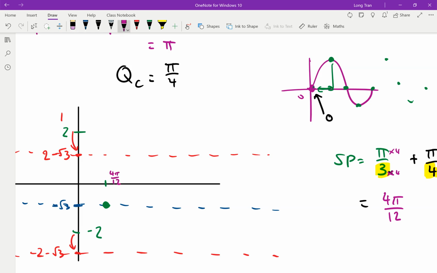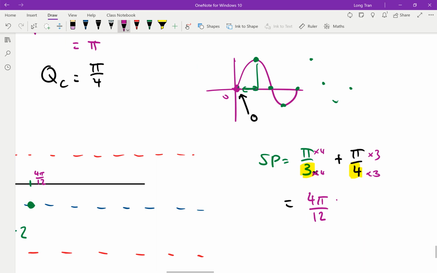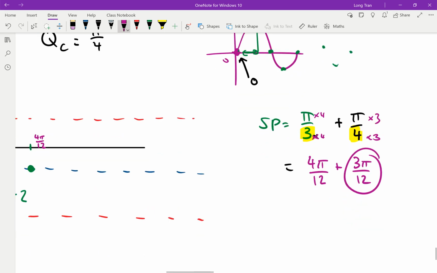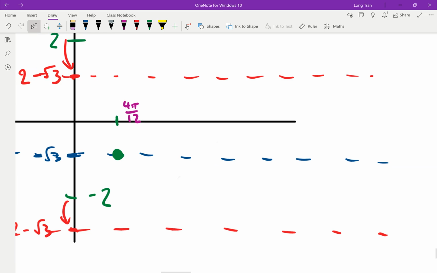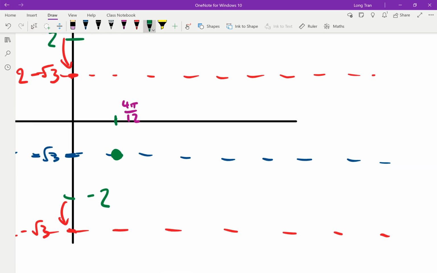And the quarter cycle, which is pi on 4, is the same thing as 3 pi on 12. So I'm adding an extra 3 pi on 12 every time. Now I know to get to the next quarter cycle, it has to be an extra 3, which makes it 7 pi on 12. An extra 3 is now 10 pi on 12. An extra 3 is now 13 pi on 12. And then I can continue on.